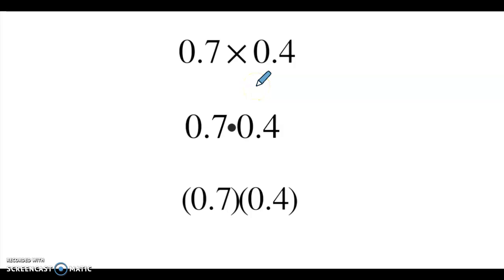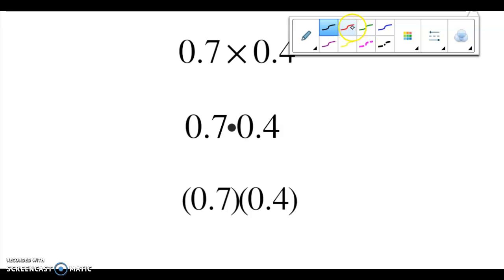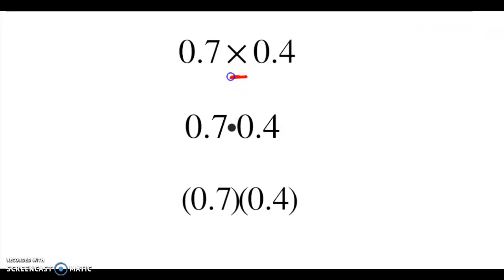All right, now we have some new symbols that we need to talk about. We've always done it with the X in elementary school, right? It's always with the X. Well, now that we're in middle school, we're going to do something else beside the X. We're going to do a dot, okay? That dot is another name for multiplication, all right?